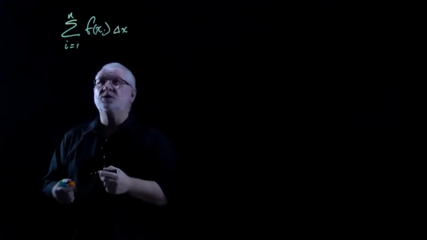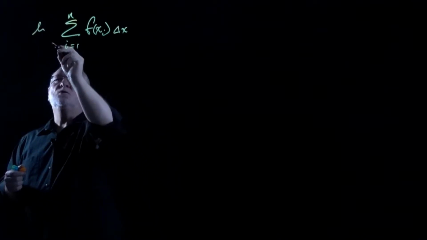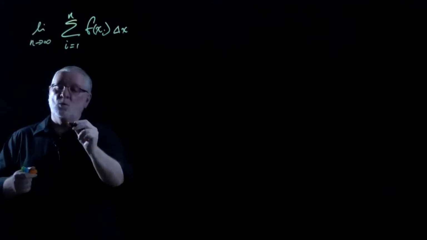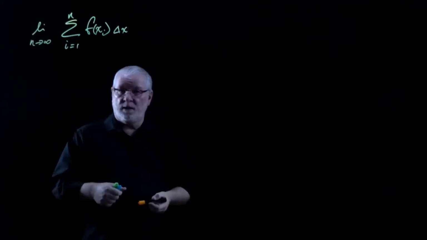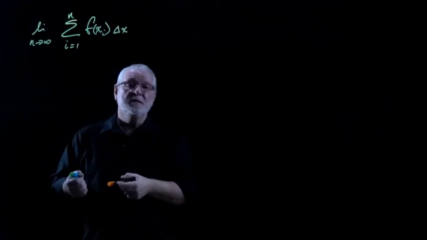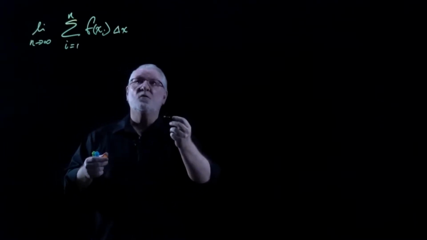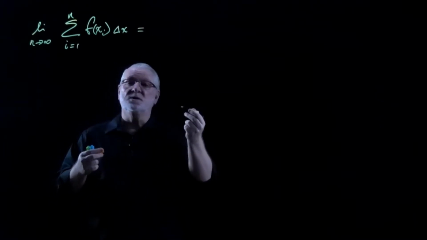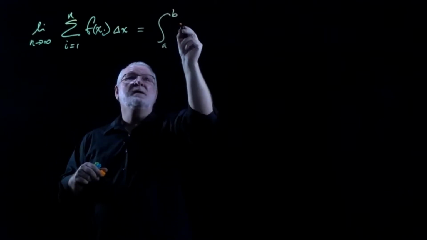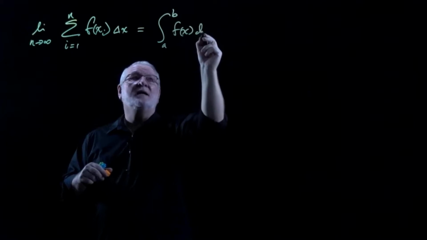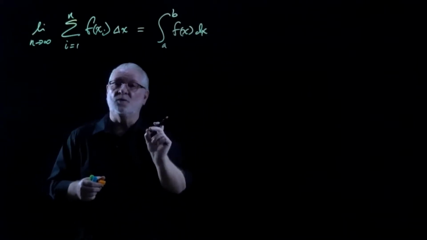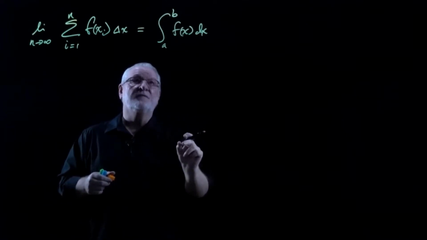We want to immediately turn it into an integral. And of course, we do that by taking the limit as n goes to infinity. So we're going to break up into an infinite number of pieces, and we're going to allow those infinite rectangles to actually sum to the area under the curve. And of course, what does this produce? This produces our familiar integral, the integral from a to b of f of x dx, where delta x is replaced by dx, an infinitesimal piece of the width of the function.